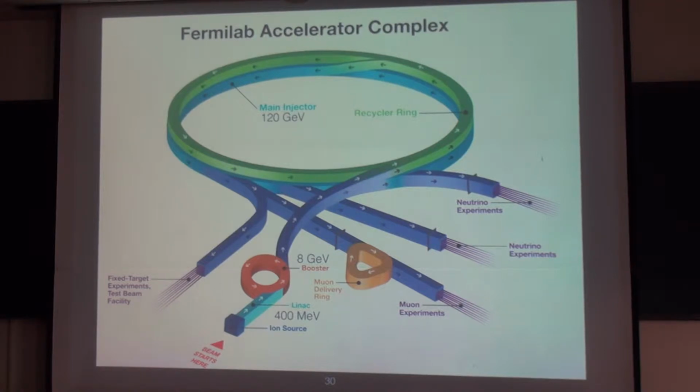The beam will start here with the ion source. We use the LINAC to accelerate to 400 MeV, and there's a booster to increase the energy to 8 GeV. The bunches will be sent to the recycler ring, and part of it will be accelerated to 120 GeV and sent to NOvA. Part of the beam stays here and then gets passed to the muon delivery ring, and then is delivered to the muon experiments. So it stays at 8 GeV.